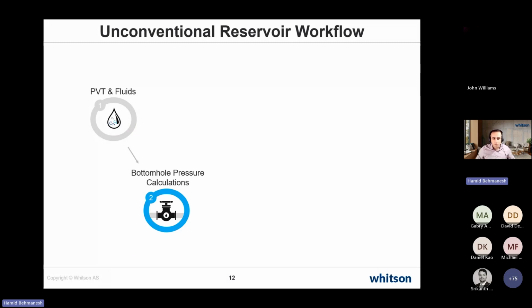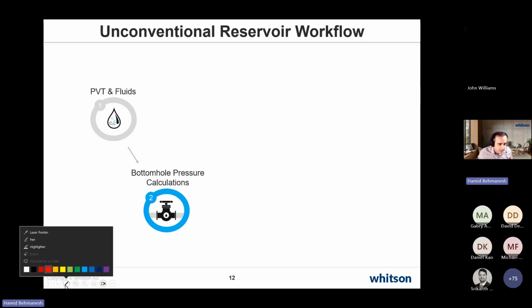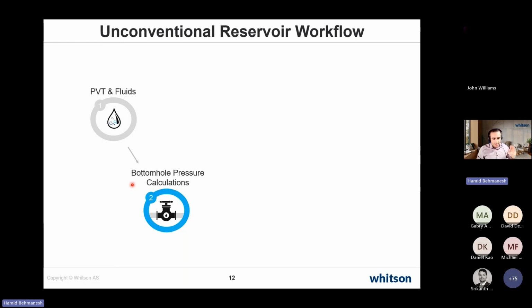The next step is the bottom hole pressure calculation for the FMB that we're going to talk about today. FMB also requires bottom hole pressure calculation. Sometimes we calculate from the surface using the PVT and wellbore information. Sometimes we have gauge data, so we're going to utilize those gauge data for calculating the FMB, for instance, in this case.